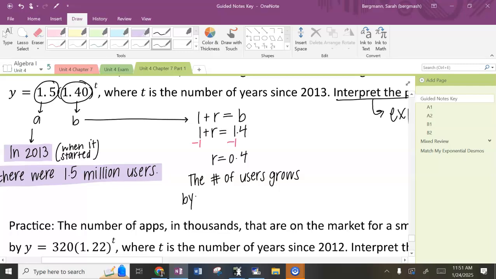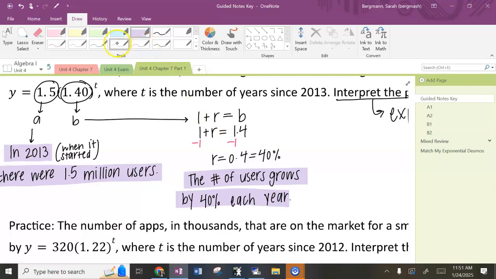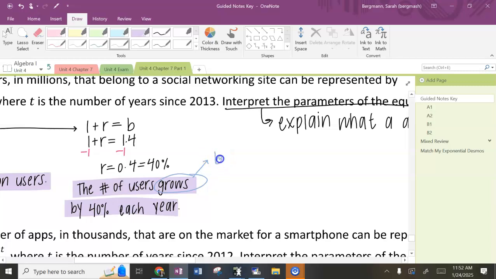We have to change that back to a percent. Multiply it by 100, you get 40%. So we'll say the number of users grows by 40% each year. If you need to make a note to yourself, we knew that that was growth because the base was greater than 1. And we also confirmed that because the rate was positive.